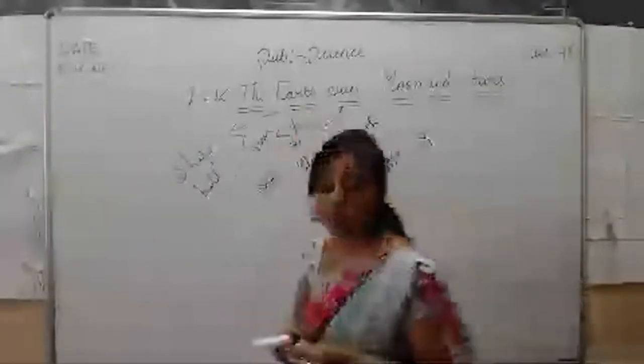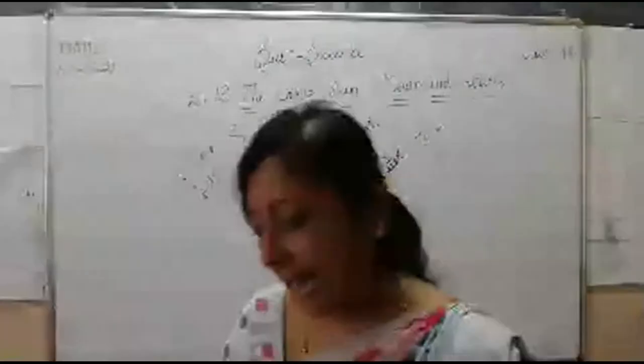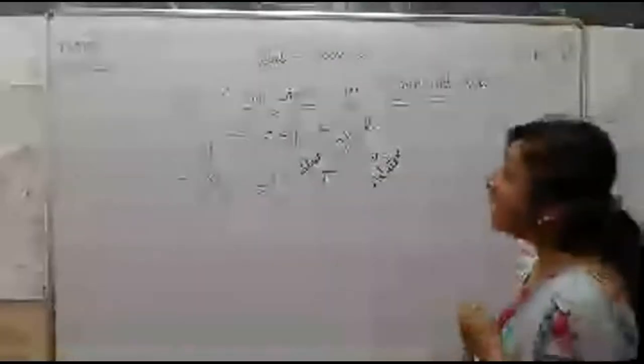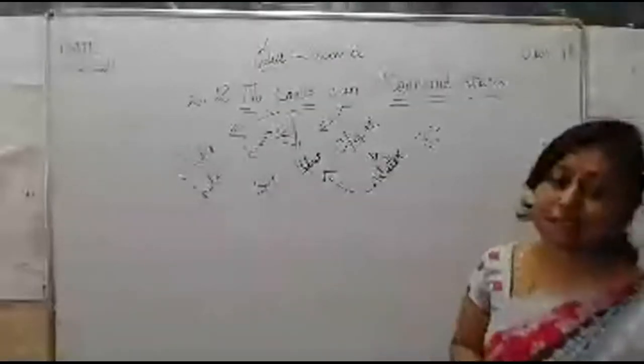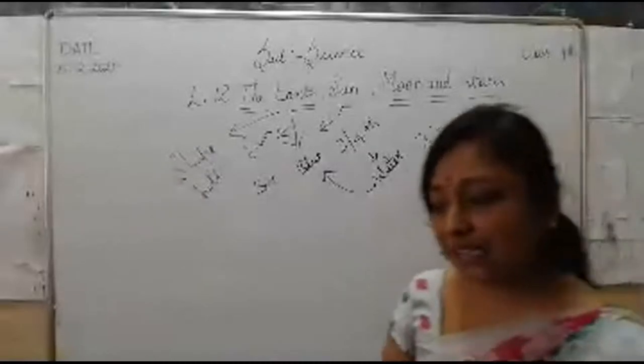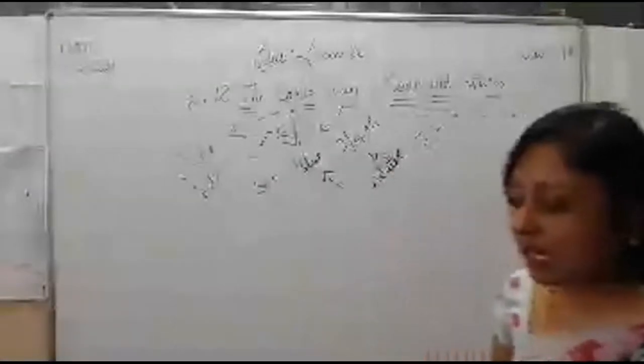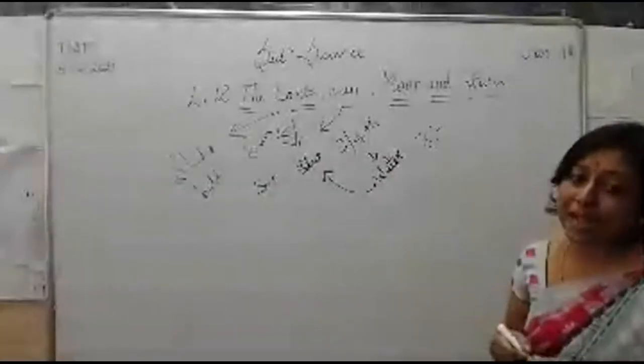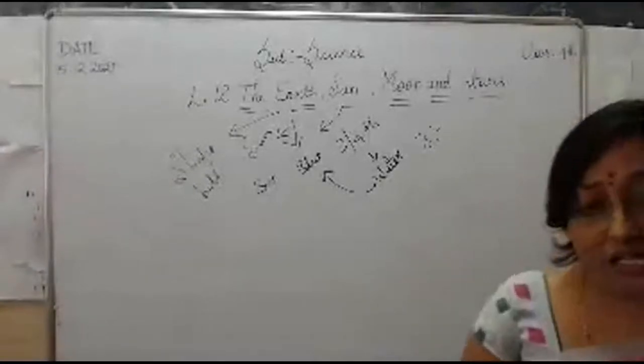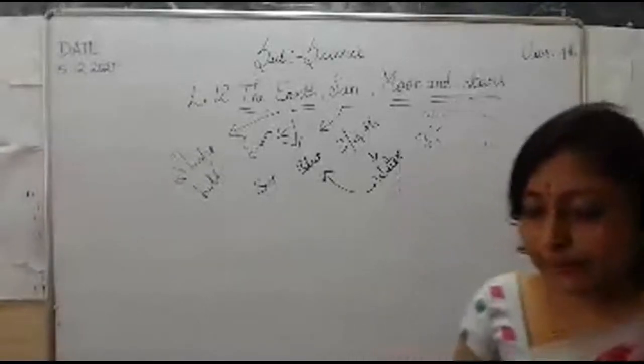Earth is covered with water. It is the only planet with life supporting substances. That is why our earth is known as a unique planet.